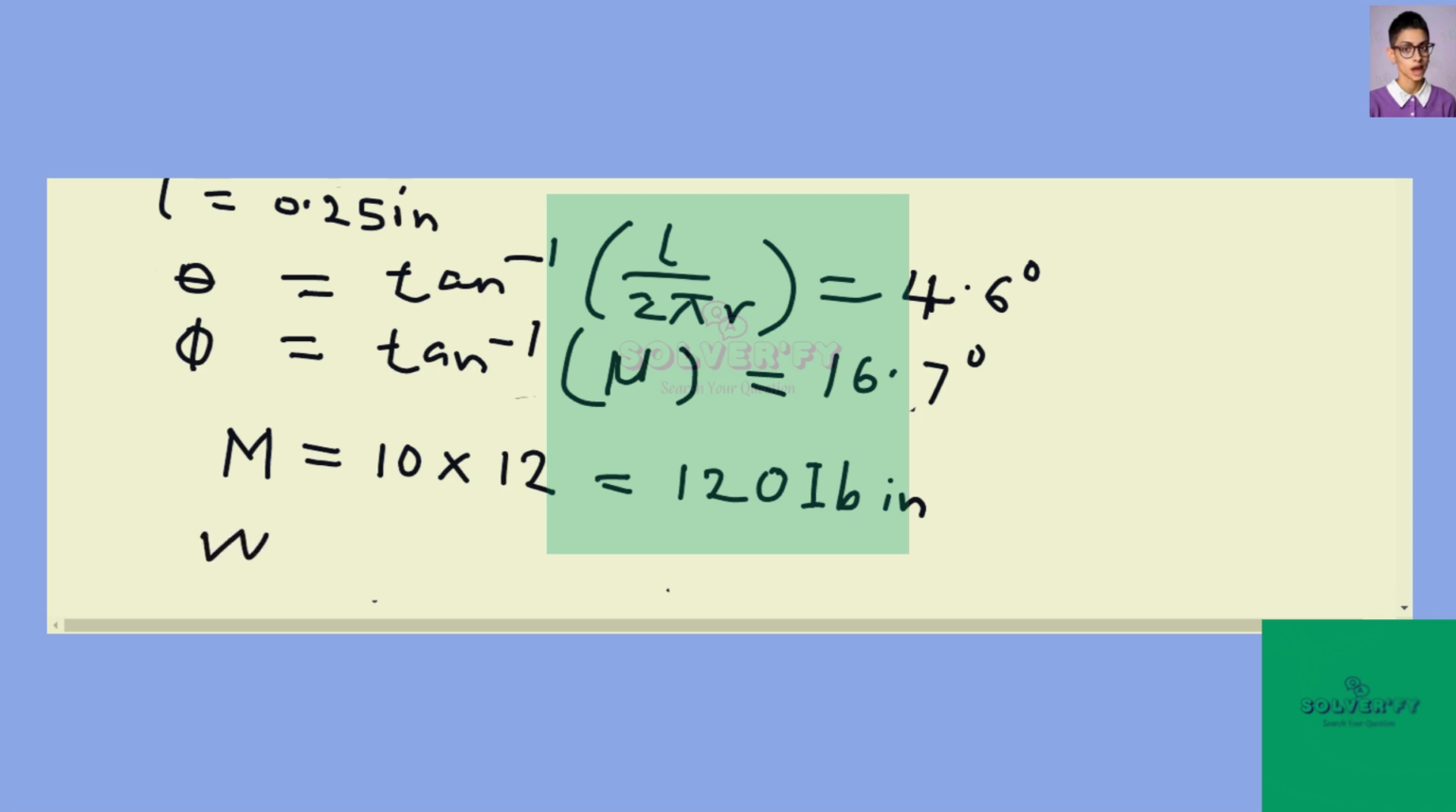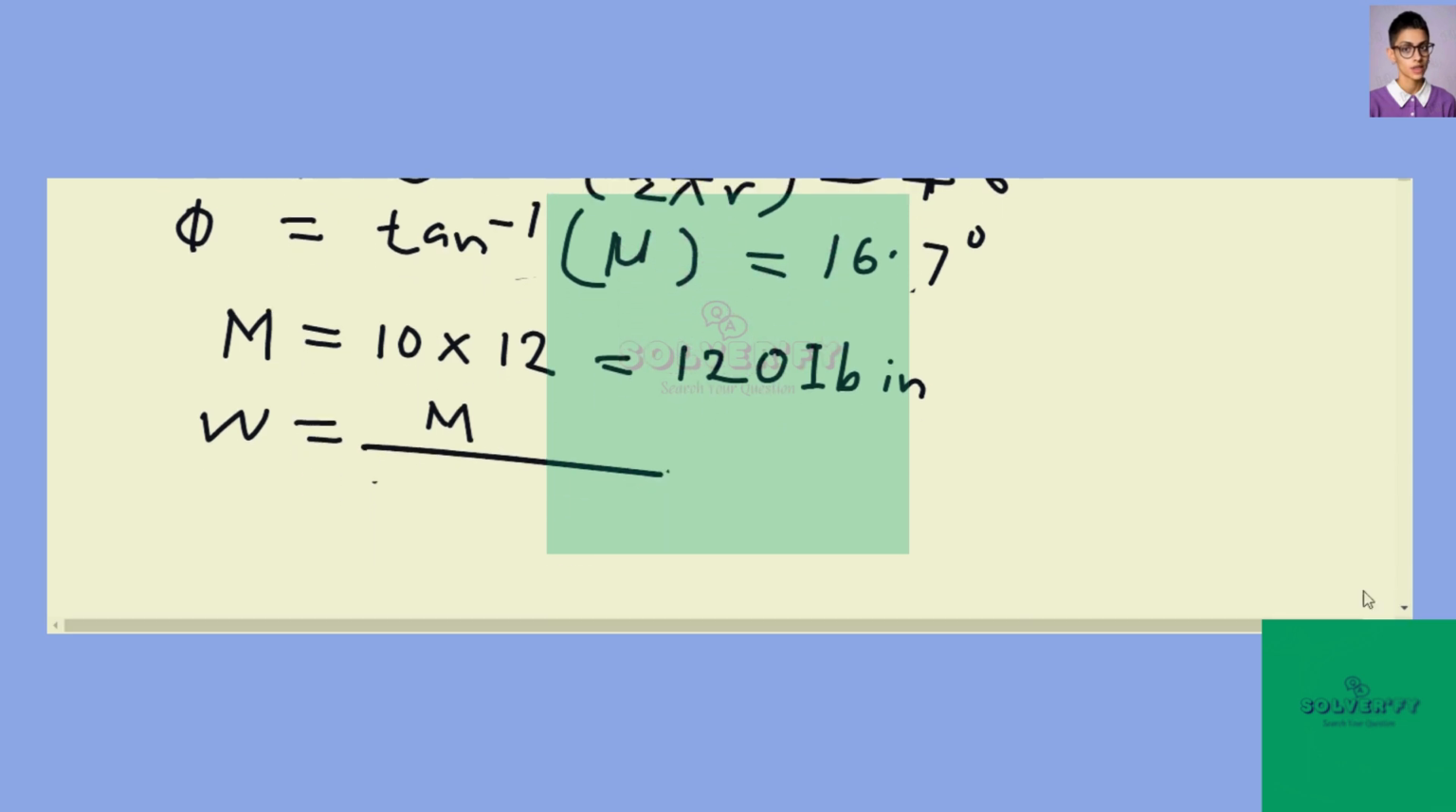You can now make W the subject of the formula. When you do that, you arrive at W equal to M over r tan of theta plus phi. All these values we've now gotten, so we are set to plug them in and get our answer.